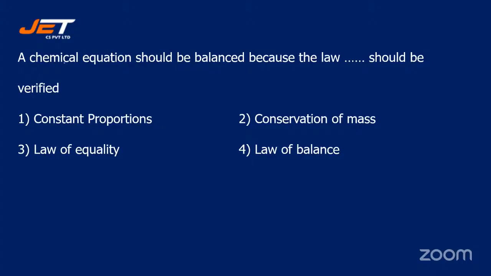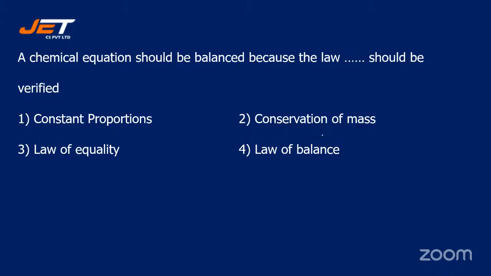Next question. A chemical equation should be balanced because of the law dash should be verified. Which law should be verified? I think we have done this question yesterday also. We will just do a revision. So first one is law of constant proportions. Second one is law of conservation of mass. Third one is law of equality. And fourth one is law of balance. Which is the right option? This is very easy. I expect the right answer from everyone.